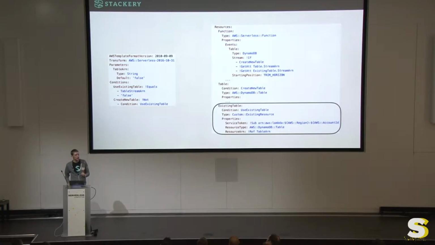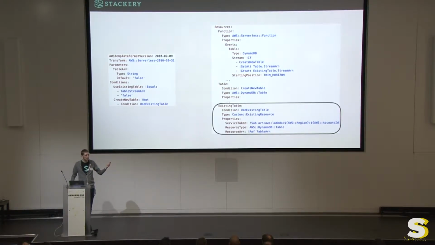But here's the interesting part. We're going to create a new resource when we are using an existing table. This resource is going to be a proxy for that existing table, and it's going to act and behave the same way as far as CloudFormation is concerned. When the condition says to use an existing table, we're going to create it, and it's going to be passed in the fact that it's a DynamoDB table and what its ARN is.